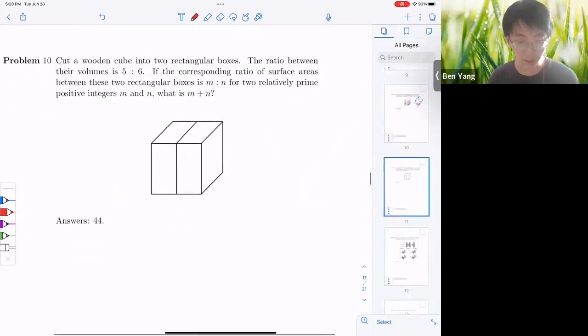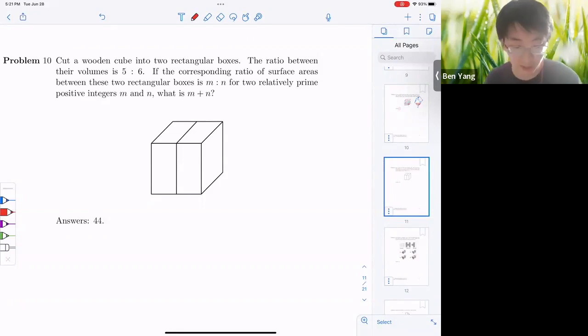Cut a wooden cube into 2 rectangular boxes. The ratio between their volumes is 5:6. Okay, if the corresponding ratio of the surface areas between the 2 rectangular boxes is m/n, what is m plus n? Cool.